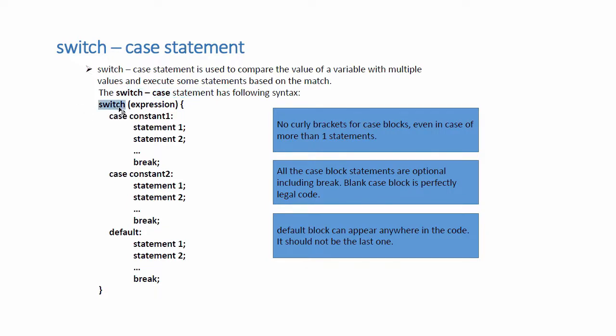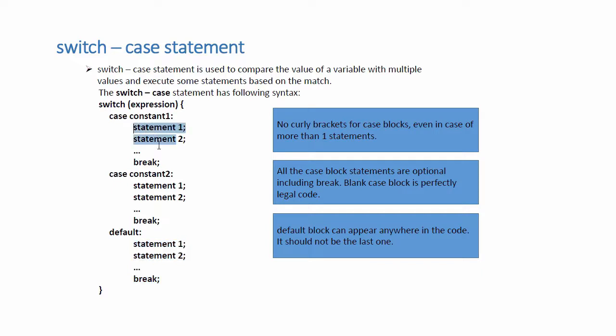It starts with switch, then opening round bracket, expression, closing round bracket, opening curly bracket, multiple case blocks, default block, and finally closing curly bracket. Over here, if the value of the expression matches constant 1, then execute this block. If the value of the expression matches constant 2, then execute this block. But if no match is found, then execute the default block.